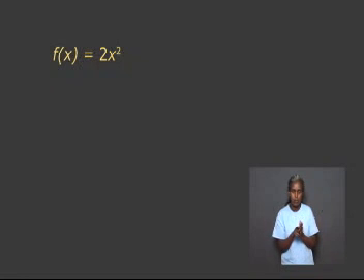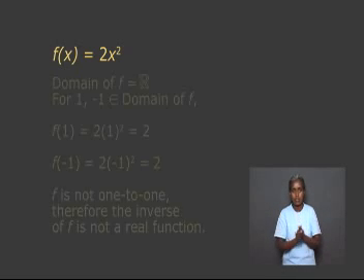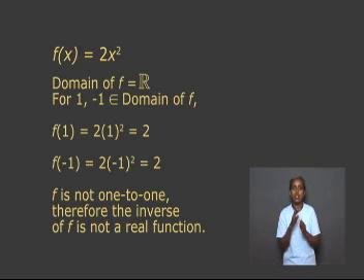Given a function f, the inverse of f can be a function if and only if f is 1-to-1. For example, here is the function f of x equals 2x squared. Is the inverse of f also a function? Let us find out together. The domain of f is the set of real numbers. f of 1 equals 2. f of negative 1 also equals 2. This demonstrates that f is not 1-to-1, and therefore the inverse of f is not a real function.